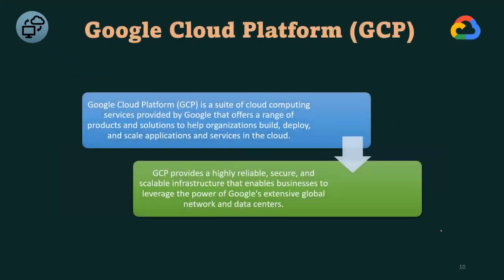Now, as I told you, maybe I have already given you this definition in our last session also. What is Google Cloud Platform? Google Cloud Platform is one of the leading cloud providers, similar to AWS and Azure. It provides you the cloud computing services which help organizations to build, deploy, and scale applications and services in the cloud.